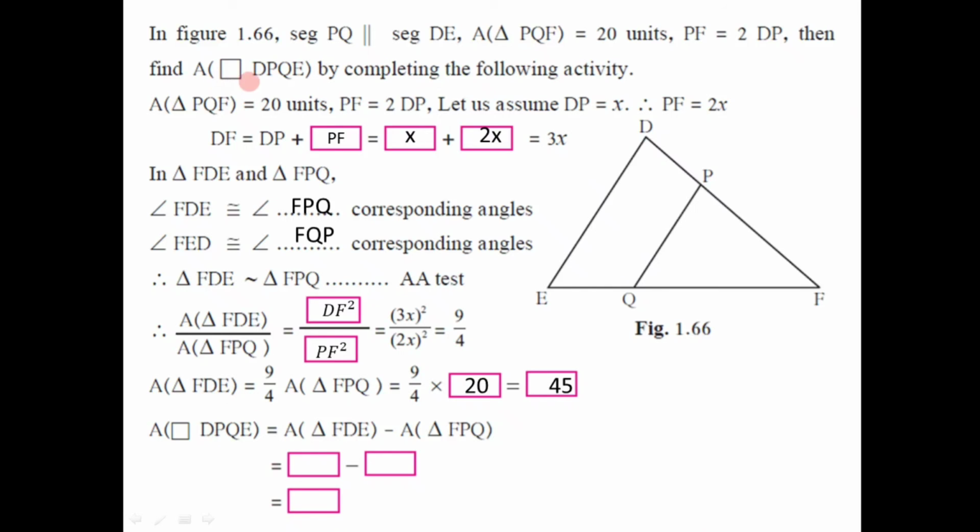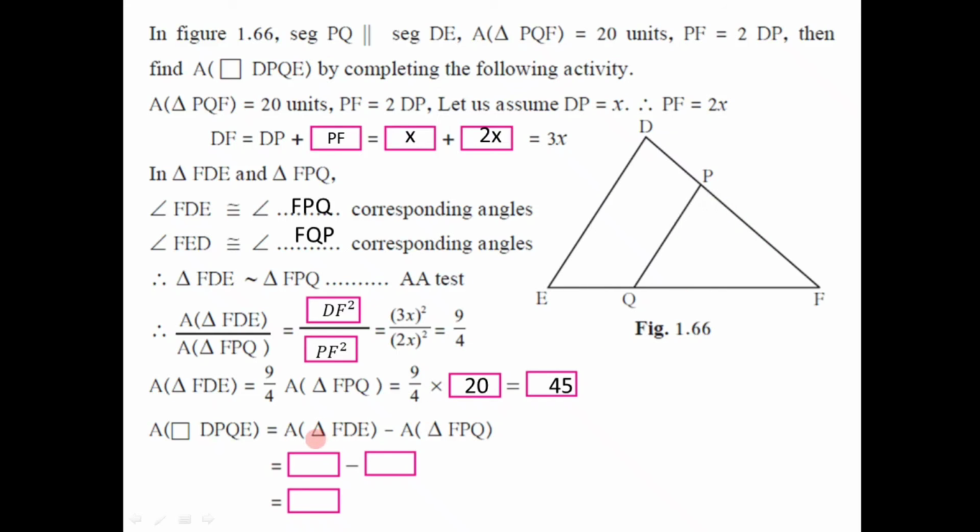Now finally, we have to find the area of quadrilateral DPQE. If we observe the diagram, if we add the area of the smaller triangle FPQ and the area of quadrilateral DPQE, we get the area of the bigger triangle FDE. So if we subtract the area of the smaller triangle from the area of the bigger triangle, we get the area of the quadrilateral DPQE. So area of quadrilateral DPQE is equal to area of triangle FDE, which is the bigger triangle, minus area of triangle FPQ, which is the smaller triangle.